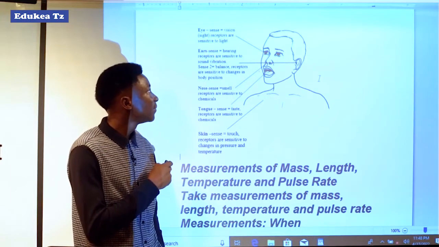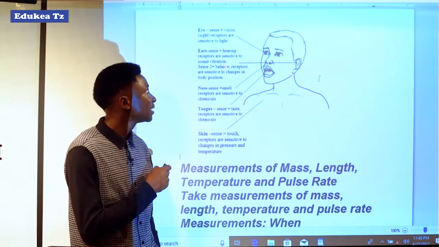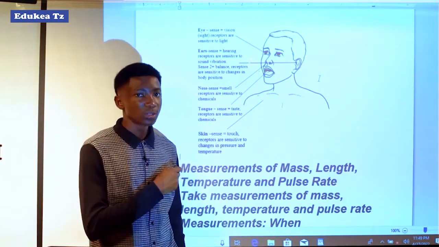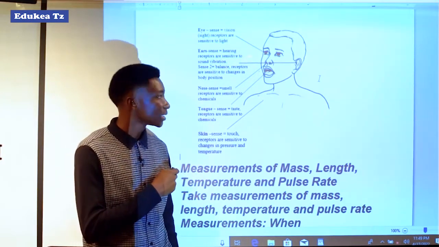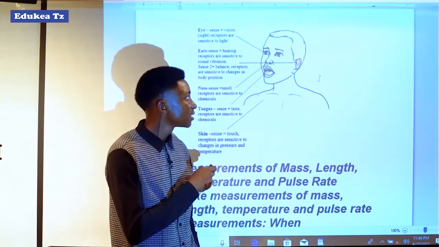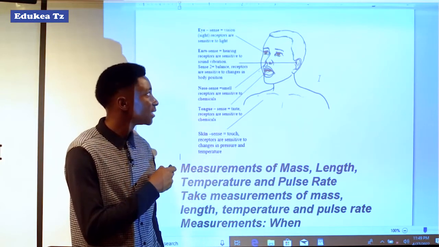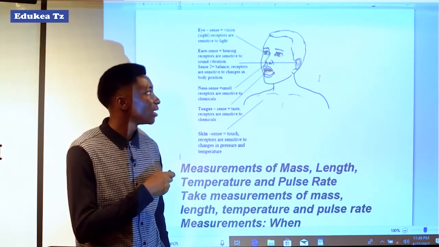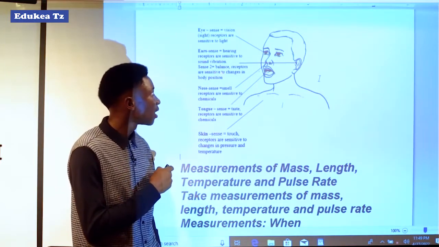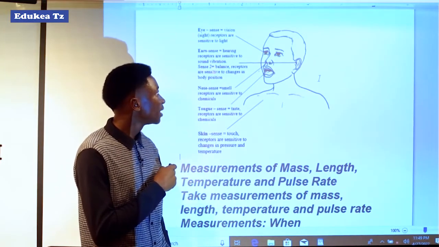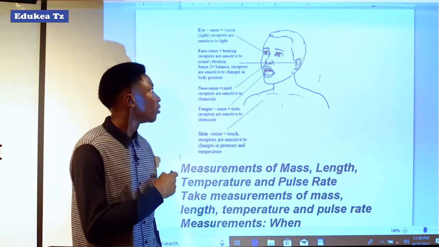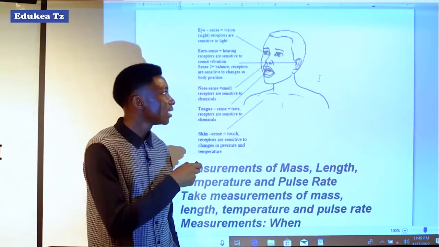Then there are the ears, the sense of hearing. There are receptors sensitive to sound vibration, all about hearing voices or sounds. The sound is taken in through the pinna and enters the inner part of the ear. The ear also senses balance, with receptors sensitive to change in the body. So it explains these parts of the ear.